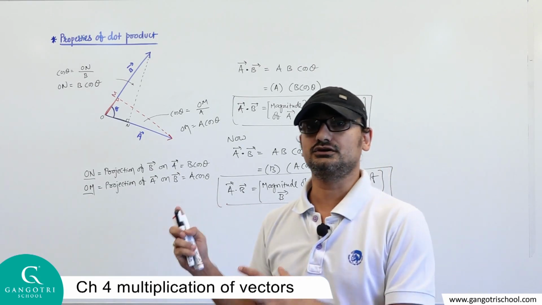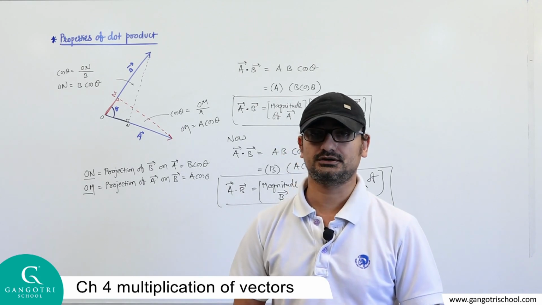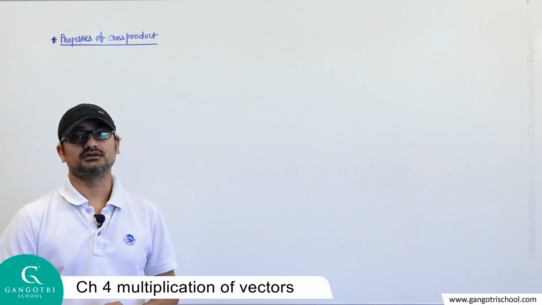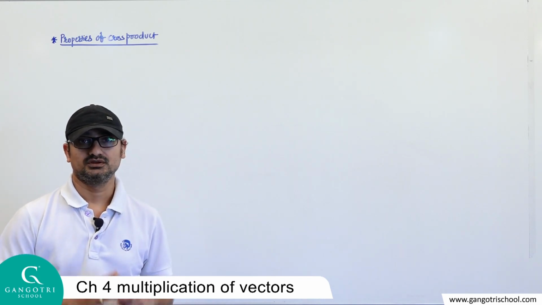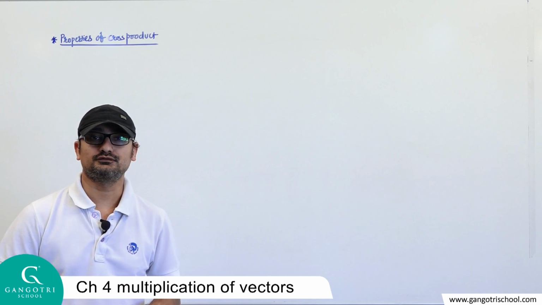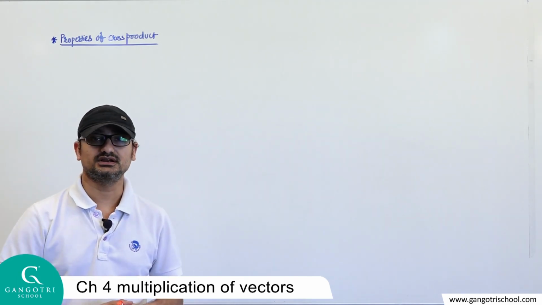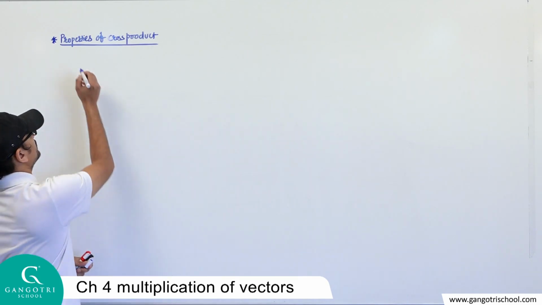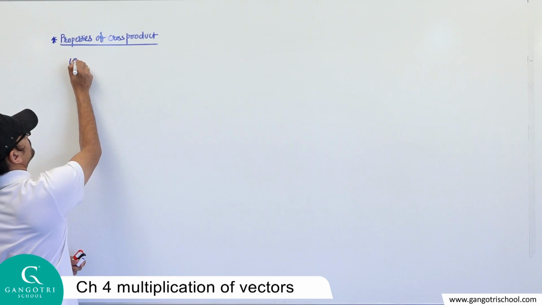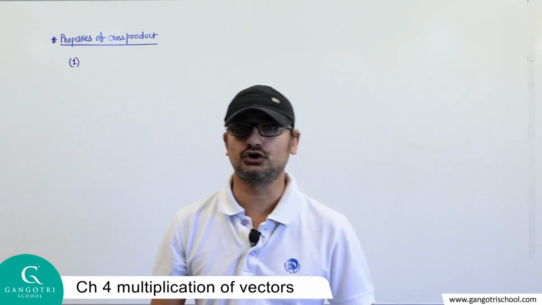Now this is the dot product. In the same way, let's understand the properties of cross product. So now dear students, let's start the properties of cross product. We already studied a few properties of dot product. Along with that, let's understand the properties of cross product. So, property number one.